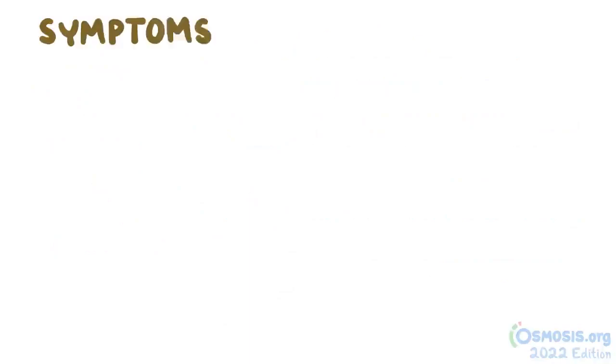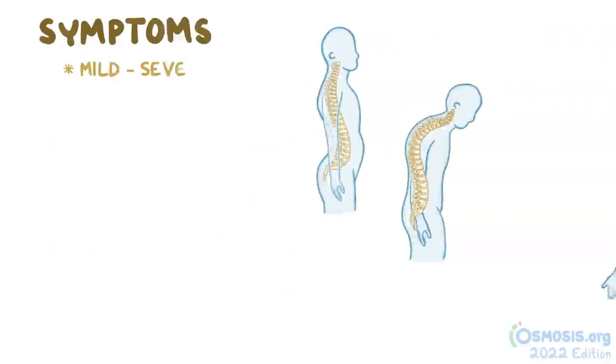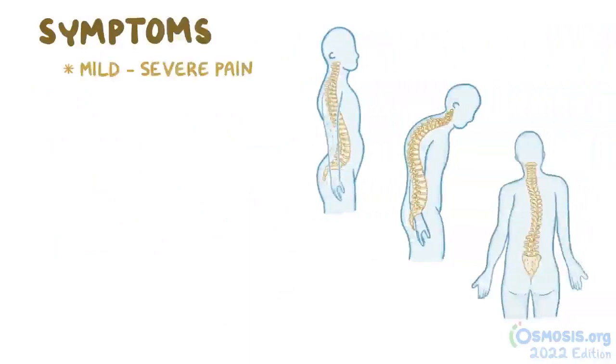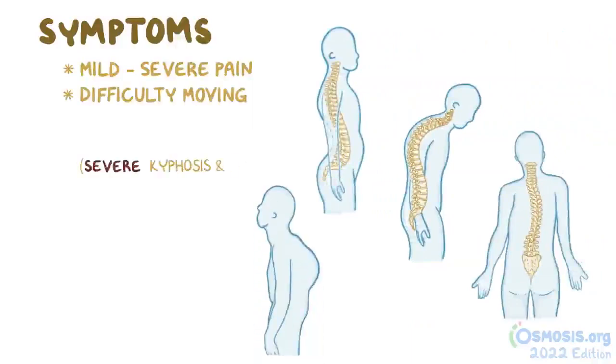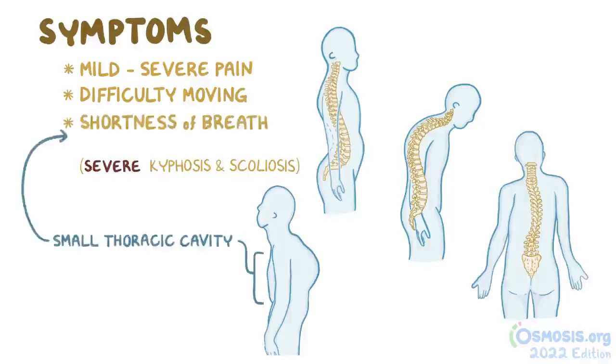In terms of symptoms, spine deformities can cause mild to severe pain, and the stiffened spine can make it difficult to move. In severe kyphosis and scoliosis, the small thoracic cavity can lead to shortness of breath and an inability to exercise.